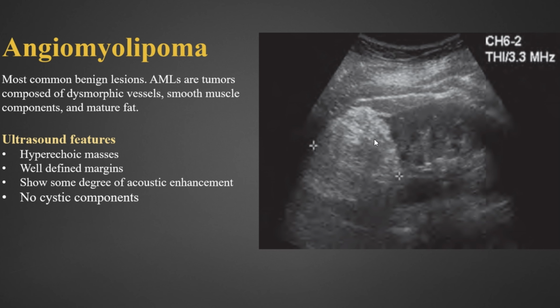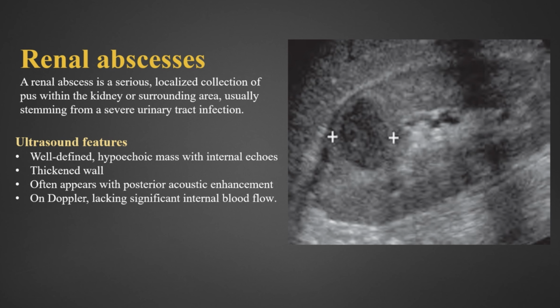And now in the sonogram, we can see a hyperechoic well-defined lesion at the upper pole of the right kidney, and it has well-defined margins, and it is also showing some degree of acoustic enhancement, but it does not have any cystic component. So these features are suggestive of angiomyolipoma, and it can also be further evaluated on CT KUB with contrast.